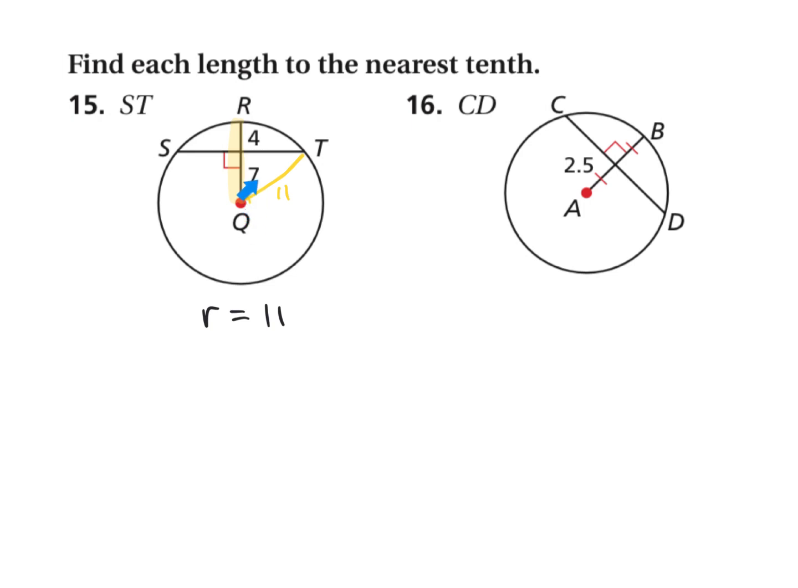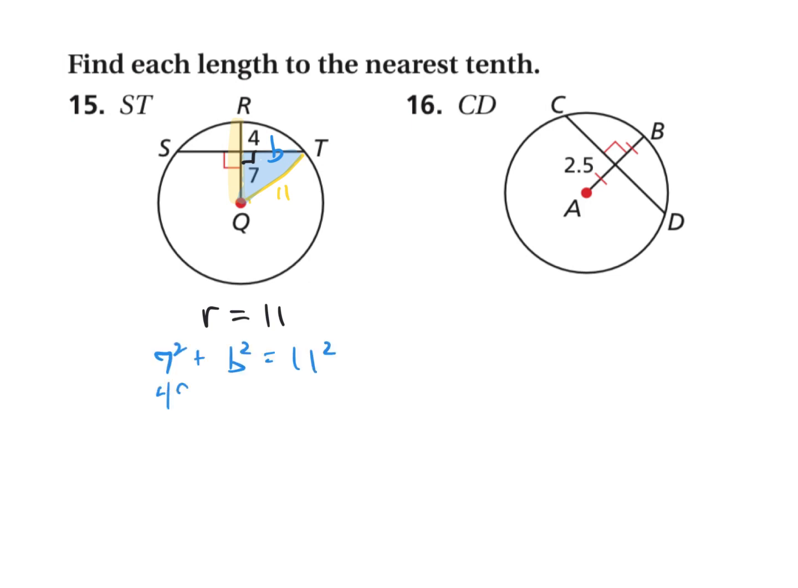And now we have a right triangle. One leg is 7, the hypotenuse is 11, and the distance from the center to T we don't know, so let's call it B. Call it anything you want, we just need to find out what it is. So B and 7 and 11 in a right triangle, we can use the Pythagorean theorem. Leg squared plus leg squared equals hypotenuse squared. That is 7 squared plus B squared equals 11 squared. Let's write that down.